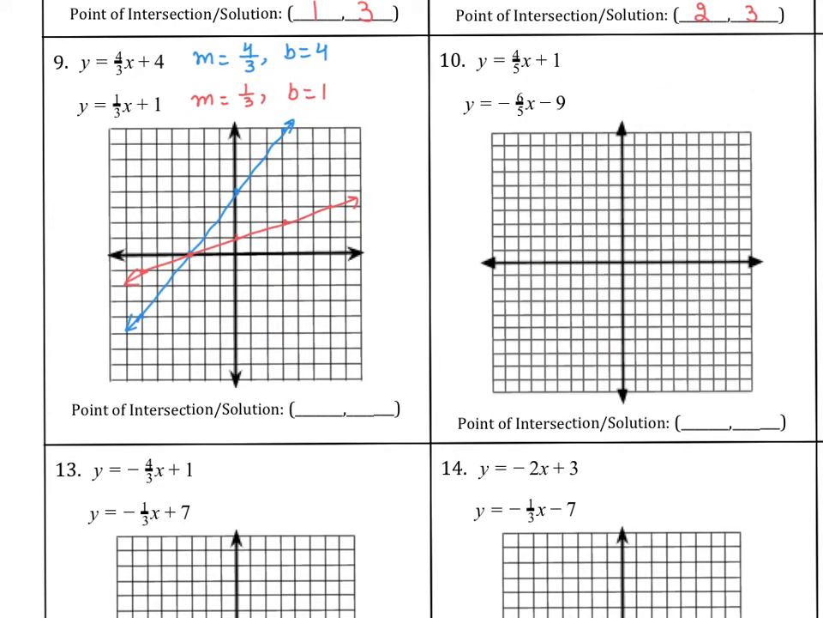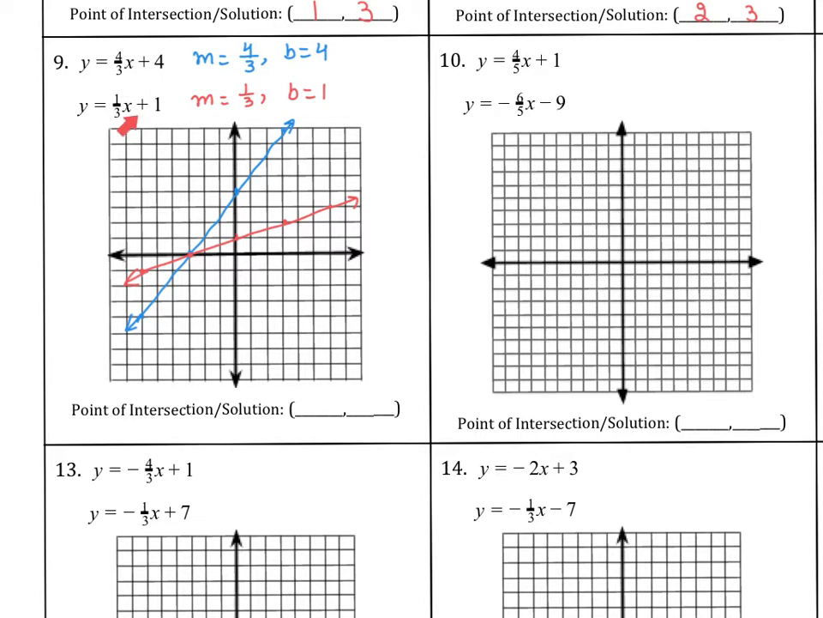For question number 9, the first equation is y equals 4 over 3x plus 4, where the slope is 4 over 3 and the y-intercept is 4. Starting from 4, which is the y-intercept, you go up 4 over 3, and you have to extend this line onto the other side, so you go down 4 over 3. Remember, this is a positive slope, so the line rises from left to right.